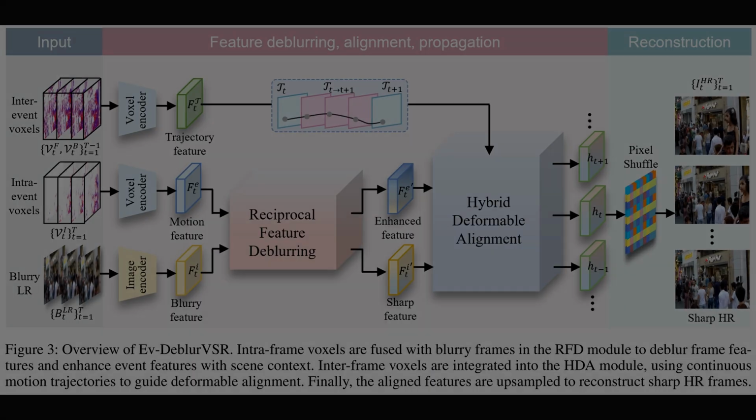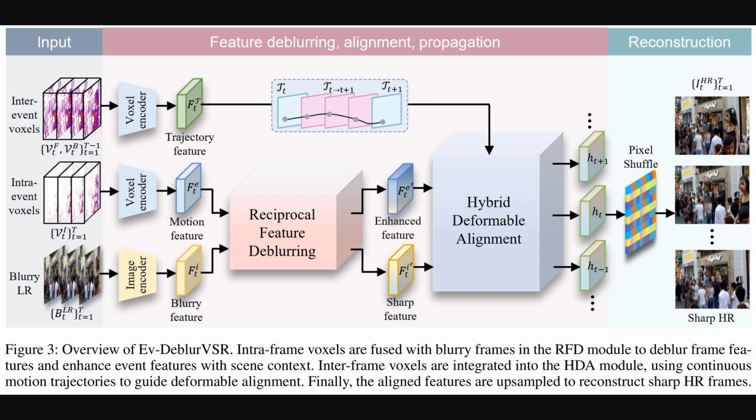motion. Okay, so building on that distinction between intra and inter-frame events, Figure 3 here shows us the actual network architecture, Ev-DeblurVSR, and how it puts these pieces together. You can see the inputs on the left: the blurry low-res frames, the intra-frame event voxels, and the inter-frame event voxels. The intra-frame events go with the blurry features into this reciprocal feature deblurring module, or RFD, to get sharper features. Then those sharper features, along with the inter-frame events, feed into the hybrid deformable alignment module, the HDA, which handles the temporal alignment. Finally, everything goes through a pixel shuffle step for the final high-resolution reconstruction.